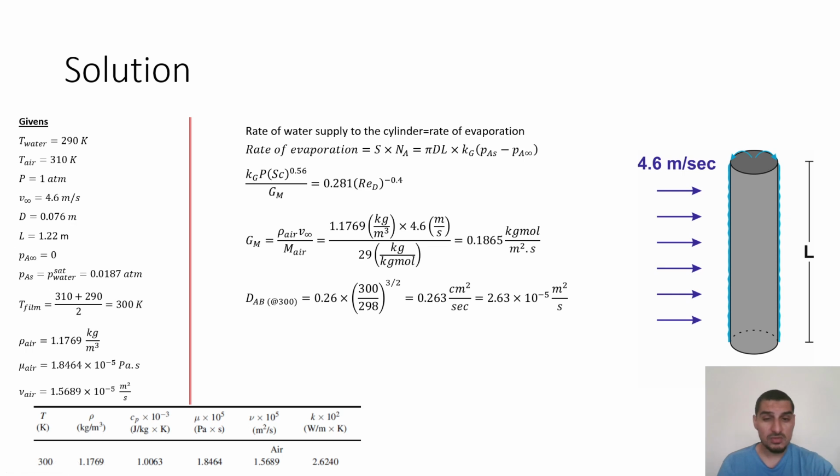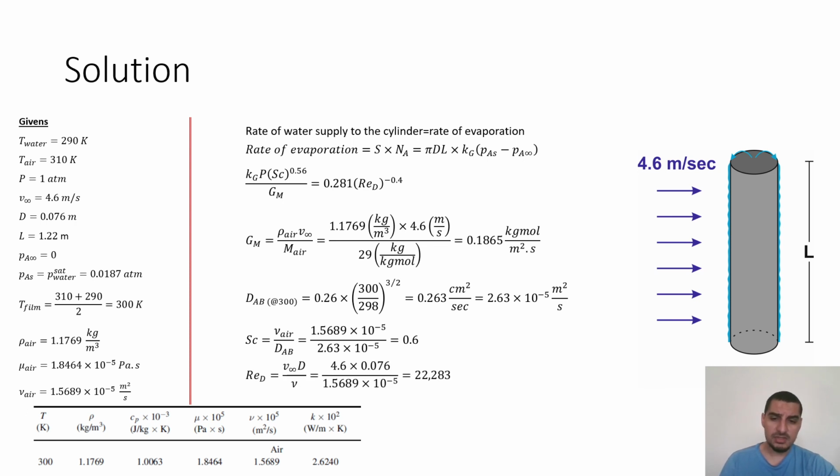I have almost everything now, so I can calculate the Schmidt number, which is the momentum diffusivity divided by mass diffusivity, is 0.6, and the Reynolds number is going to be V infinity multiplied by D divided by nu, and this is 22,283. So these two values are within the range that this equation is valid at. So this equation is valid within this range, so this makes the equation okay.